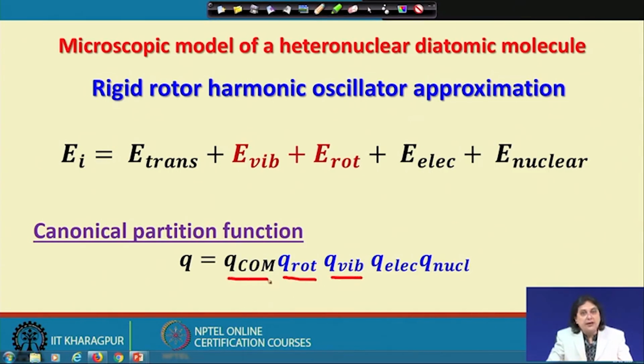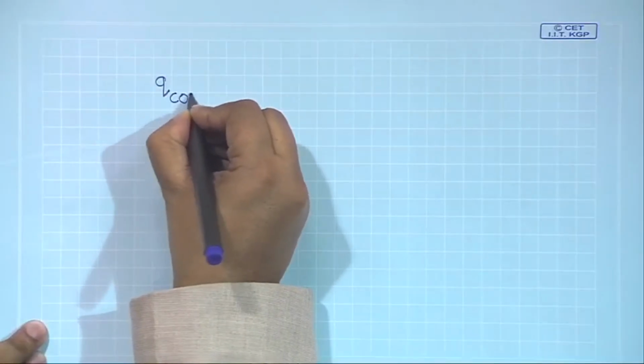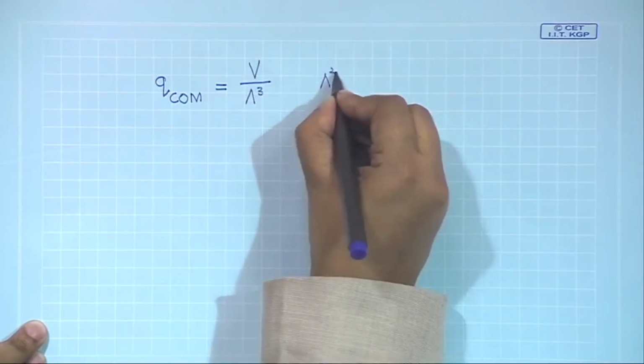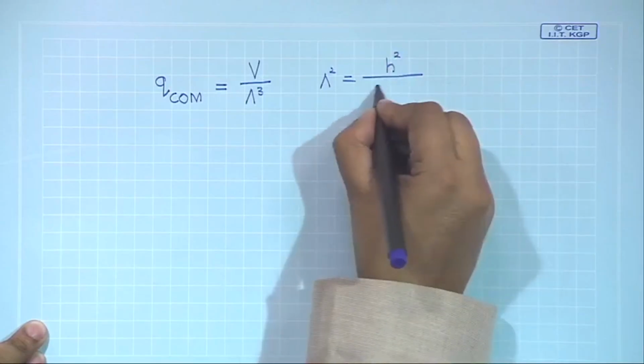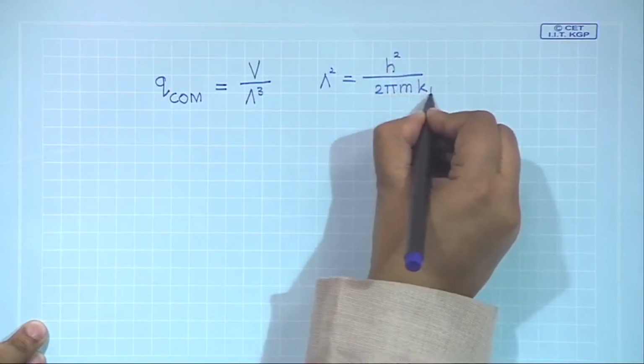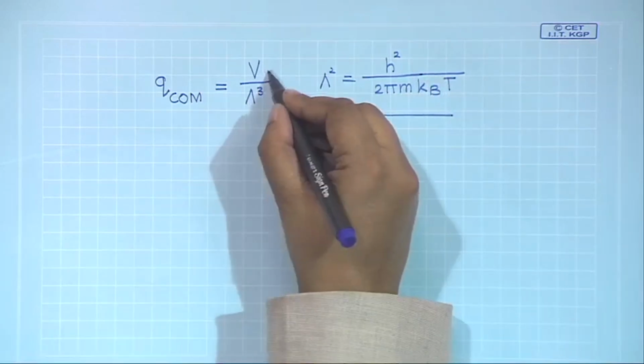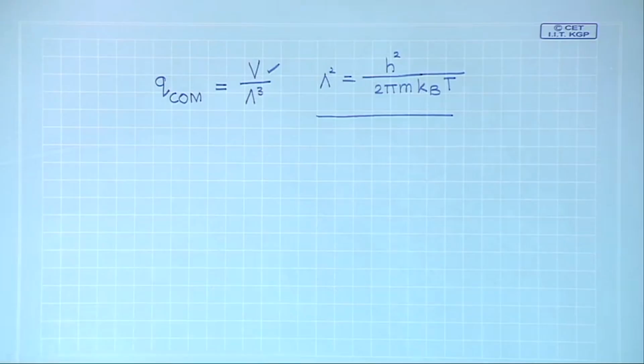I am going to model this part as the motion of a single particle, how to calculate the single particle canonical partition function when a free particle is moving about in a 3-dimensional box. So, that is the small q that we have already derived in the last class, and we know that this small q center of mass is going to be nothing but V by lambda cubed, where lambda square is related to h square divided by 2 pi m kBT, and therefore, this is a function of temperature, and this is known as the de Broglie wavelength, and this is the volume in which this particle is moving about.